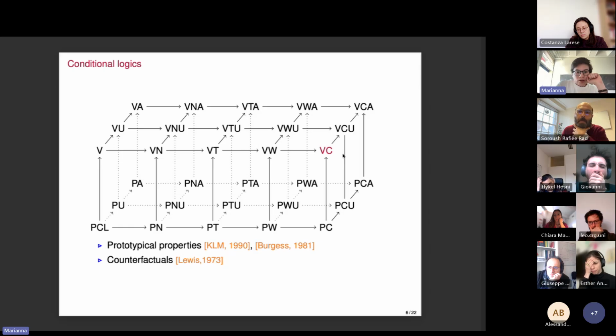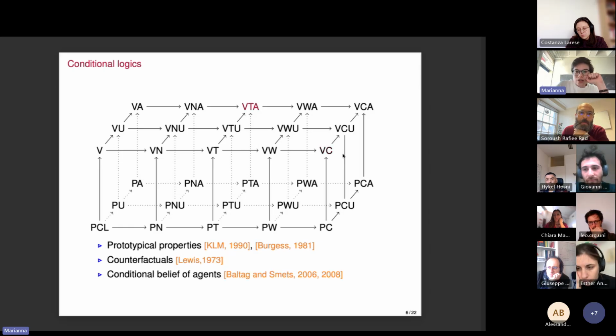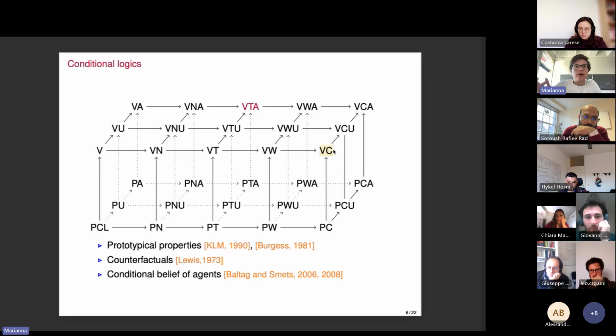And then, just to mention another significant logic in this lattice, you have VTA, and this is the logic for the conditional belief of agents that I was just hinting at before. But for this talk, I think we're going to mostly be discussing PCL, just because it's the easiest.